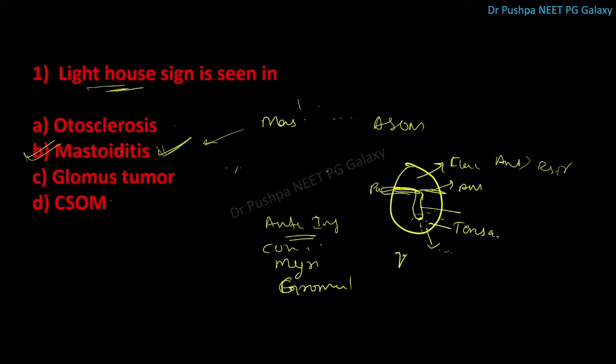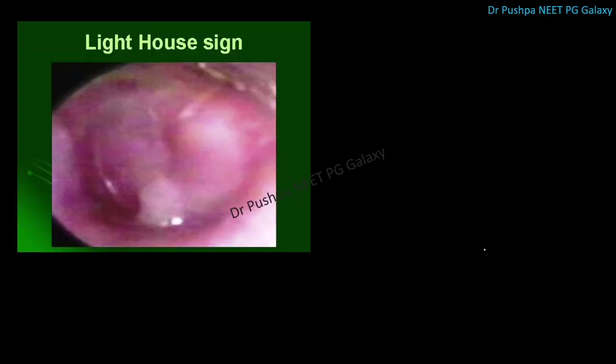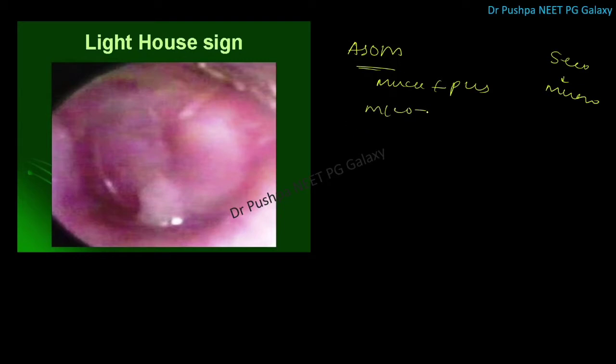What is the normal color of the tympanic membrane? It might be pearly gray or pearly white. Now, this lighthouse sign is seen in acute suppurative otitis media. So in this there will be mucus production plus pus production, whereas in serous otitis media there will be only mucus production. The most common organism causing ASOM is Streptococcus.